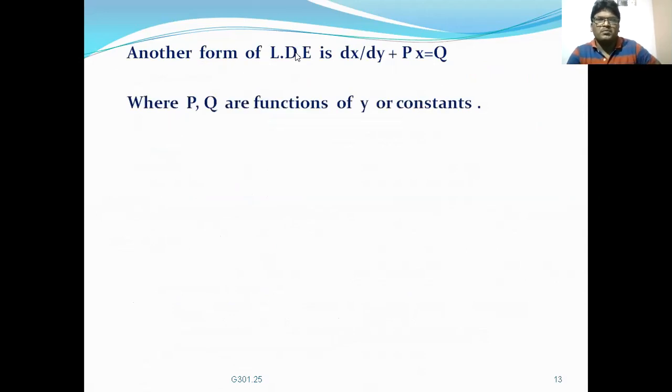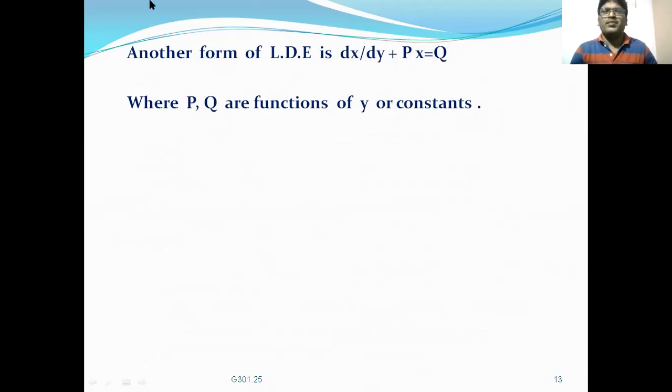Another form of the linear differential equation is dx by dy. Before, we saw dy by dx. Here it is dx by dy, so dx is the numerator and dy is the denominator, plus here, in the above equation, you will get p y. Here, p x. So the difference between the two differential equations is: dx by dy plus p x is equal to q, whereas the above equation is dy by dx plus p y is equal to q.